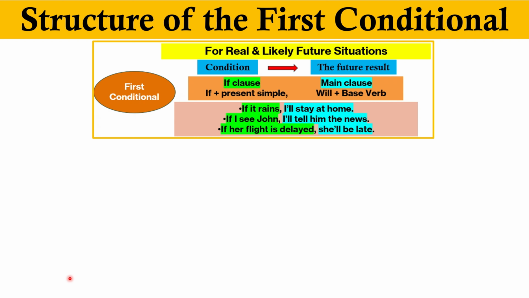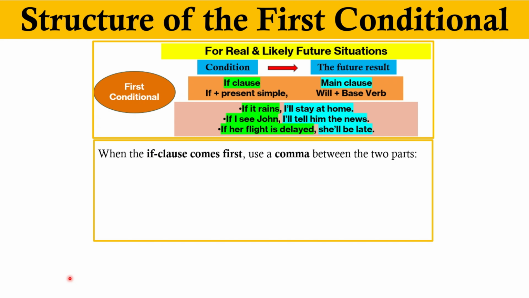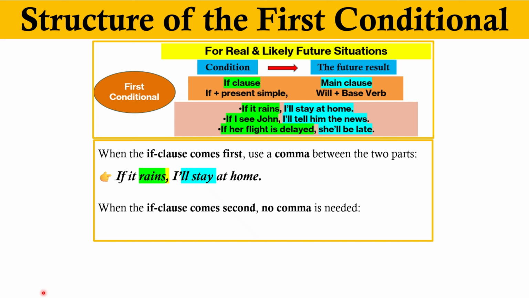You can also change the word order. When the if clause comes first, use a comma between the two parts. For example, if it rains, I'll stay at home. But when the if clause comes second, you don't need a comma. I'll stay at home if it rains. So remember, the meaning doesn't change, but the punctuation does, depending on where the if clause appears.